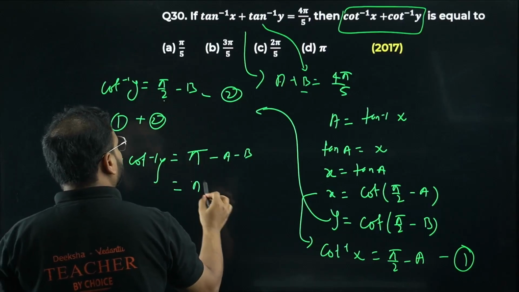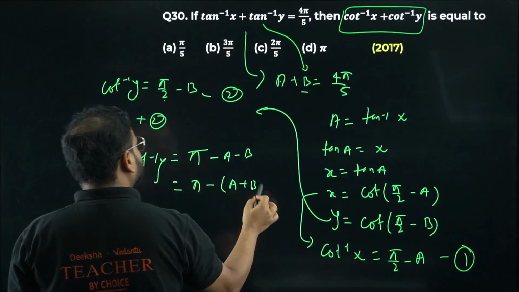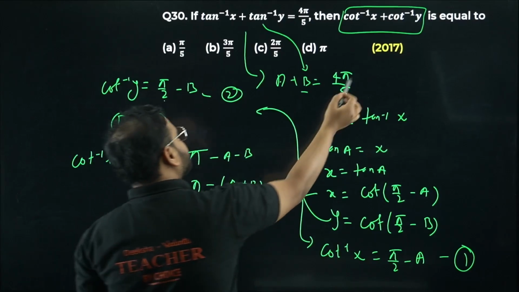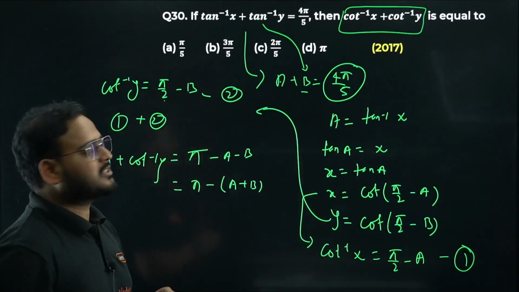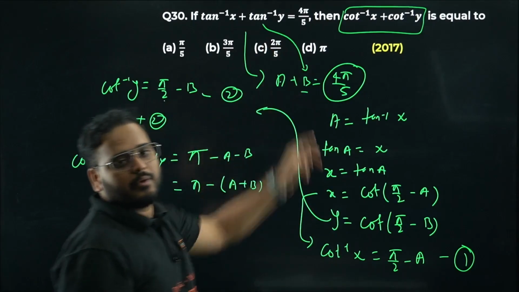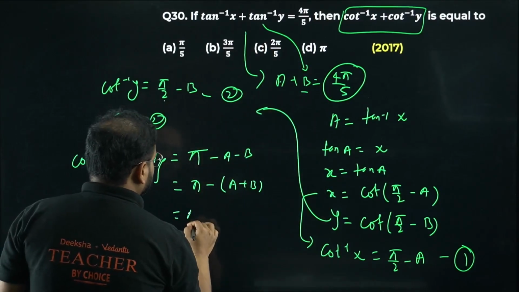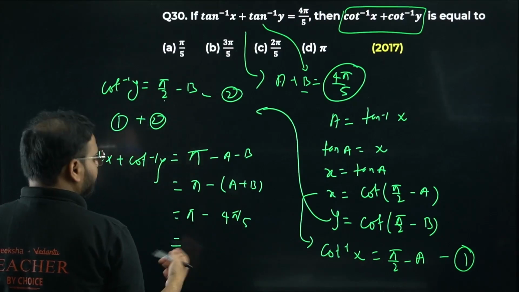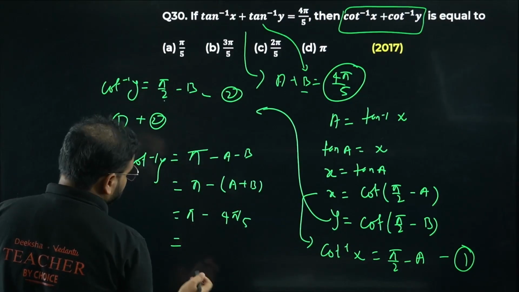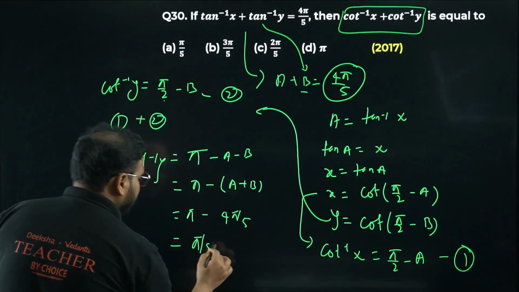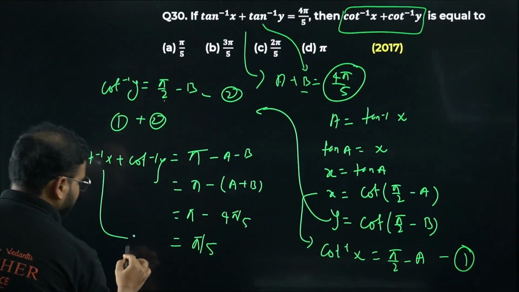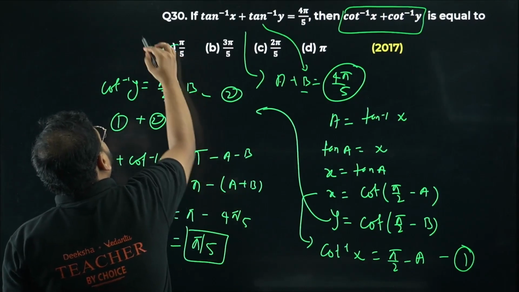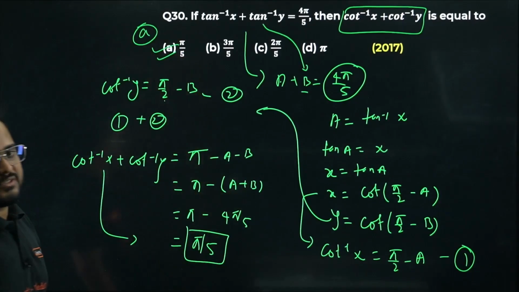Take this as pi minus (A plus B). I'm taking the minus sign common. Value of A plus B is already given to us, 4 pi by 5, because I've taken this value as A, this value as B. Write that value over here. I get pi minus 4 pi by 5. LCM will be 5. You have 5 pi minus 4 pi. You get simply pi by 5 as the value of this. That's your answer. Pi by 5. Option number A is right. Please check. Excellent question.